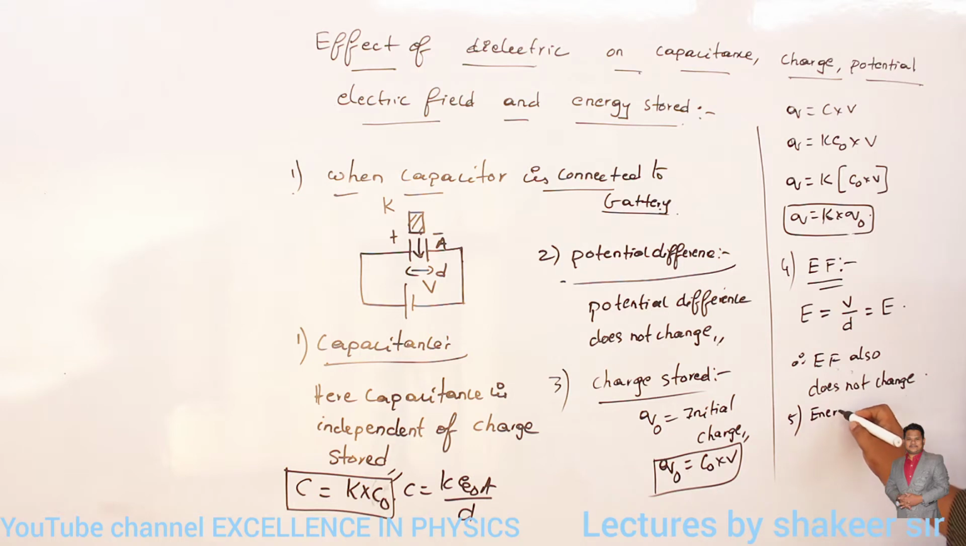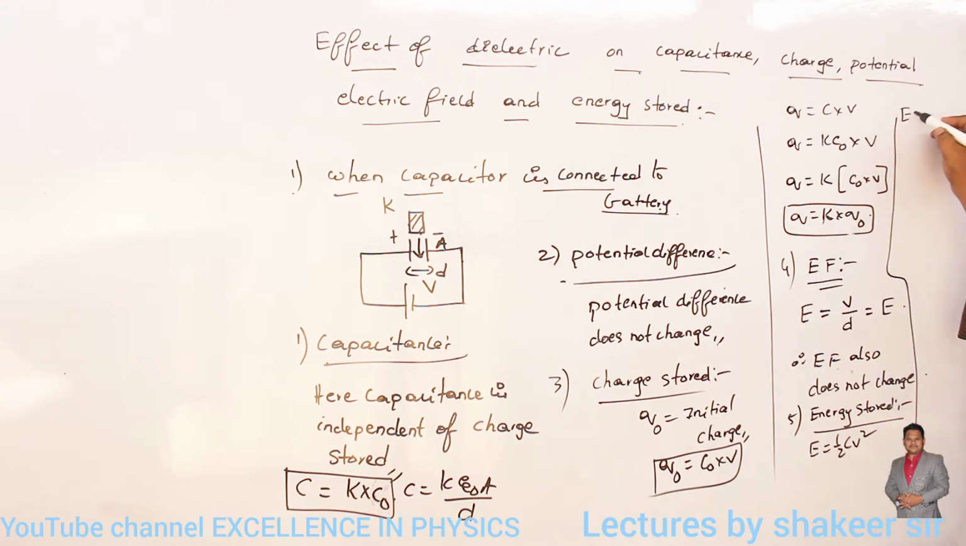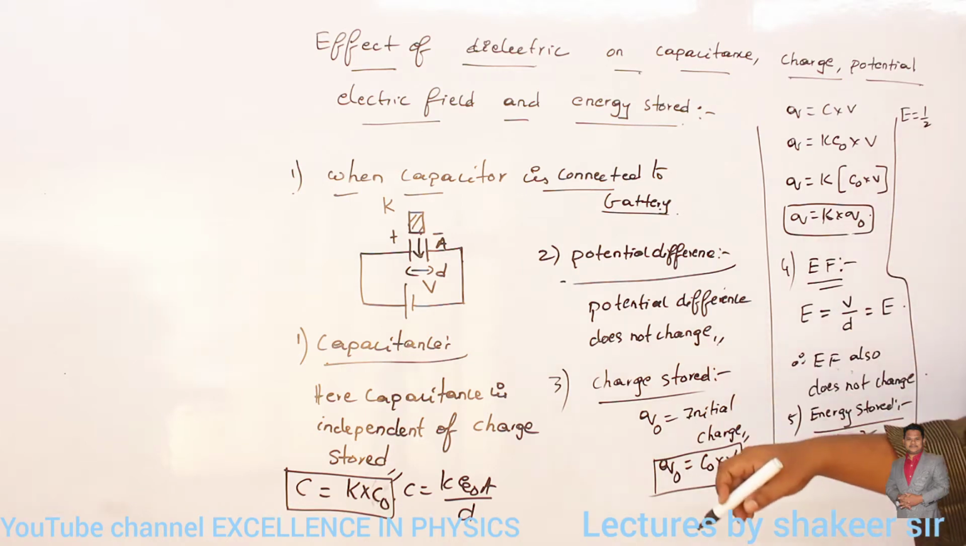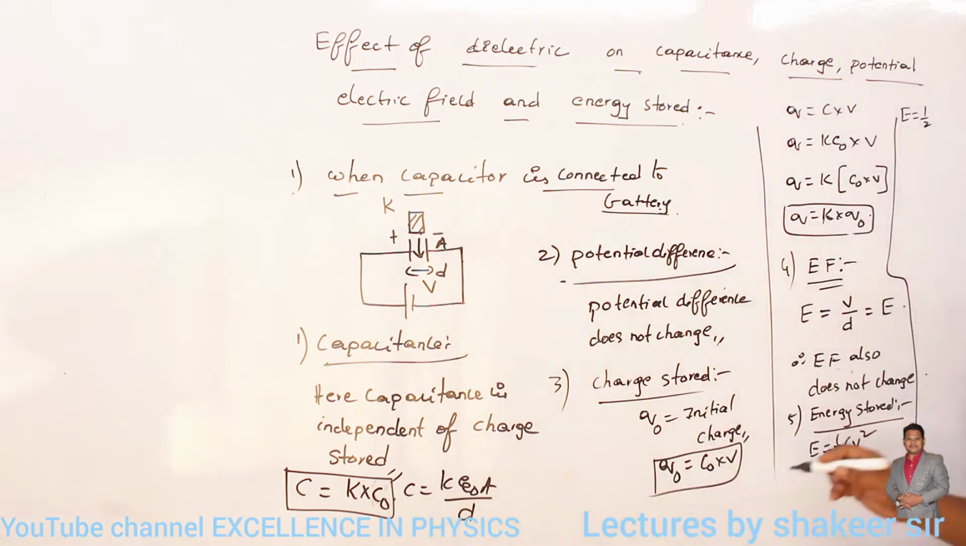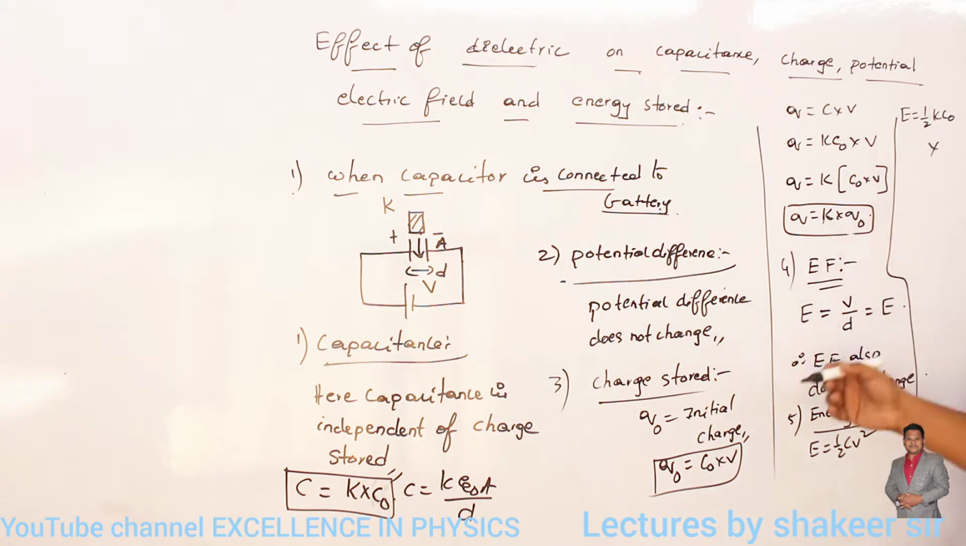Energy stored in between the plates of the capacitor. Okay. So energy stored formula, half CV square, no? Energy stored in between the plates of the capacitor is how much? Half CV square. So therefore energy is equal to half into final capacitance, which is K into C naught, multiplied by V square. Potential difference is not changing, no? So V square remains to be V square only. So therefore energy stored is equal to K into half C naught into V square.